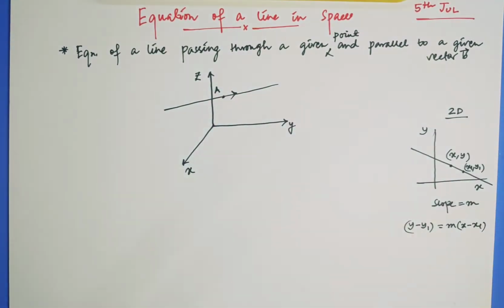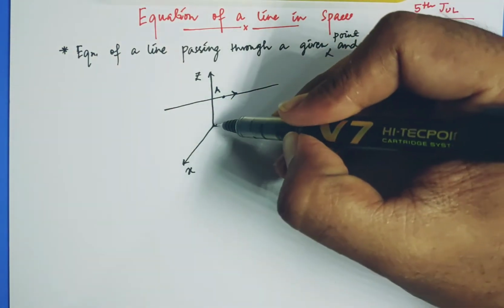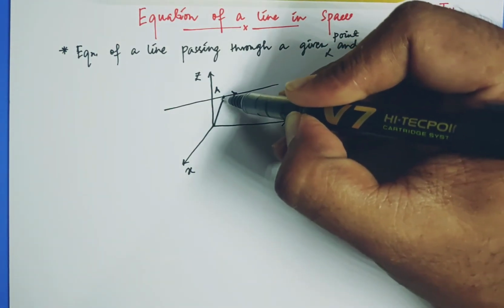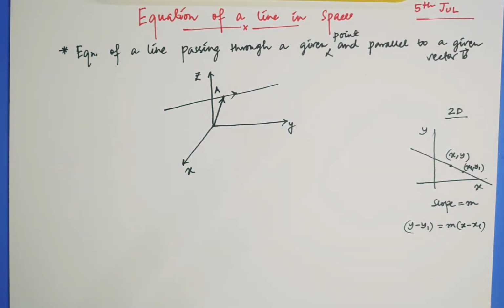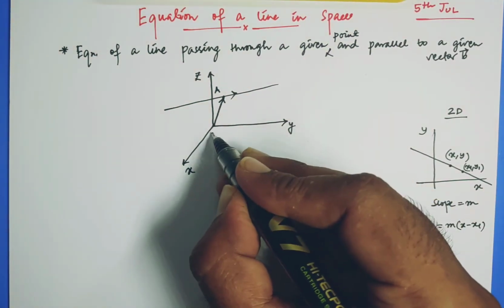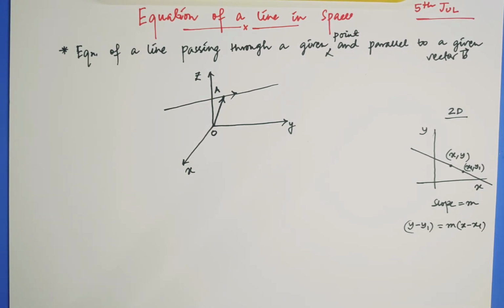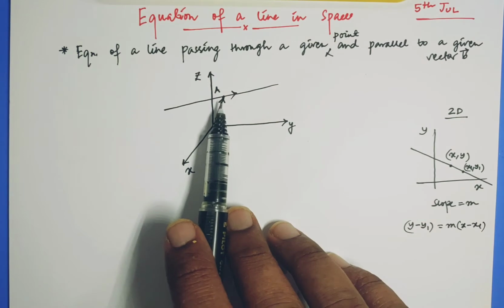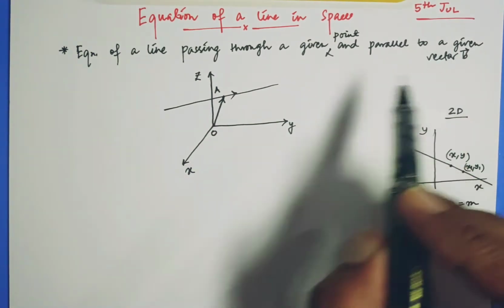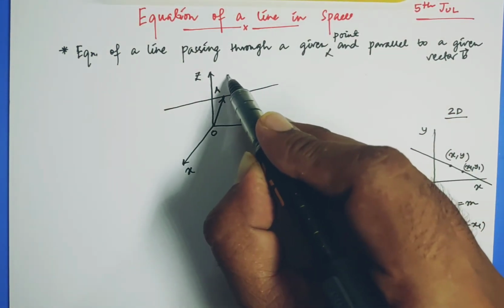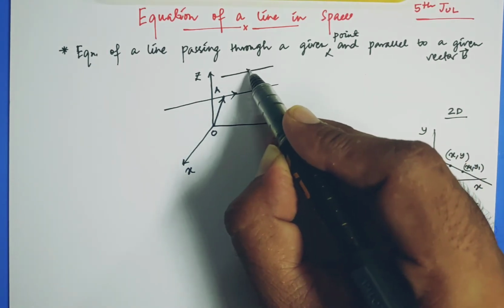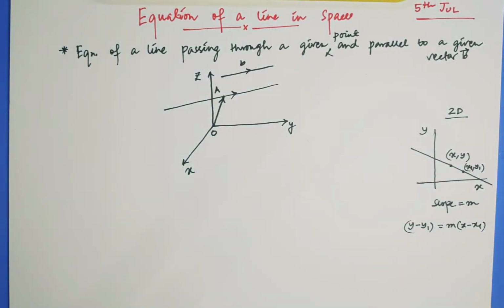Now obviously we know one thing: when you're talking about a point in 3D or in vectors, we always take into consideration the position vector of that point. The point is not that important, the position vector of that point is important. And what is the position vector of the point? It's the position of the point with respect to the origin. Okay, so I have taken a point. Now I need a parallel vector to this one. So let us say that there is a vector like this to which this line is parallel.